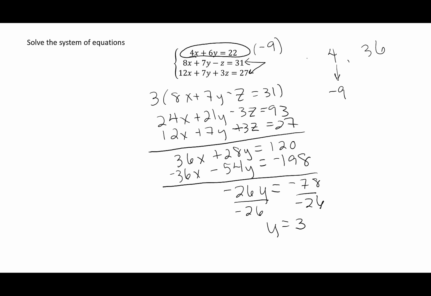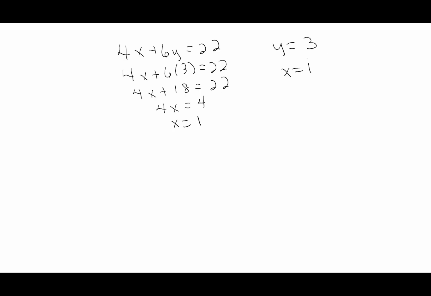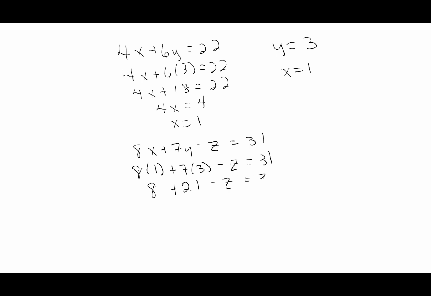Let's use 8x plus 7y minus z is 31. And we have 8 times 1 plus 7 times 3 minus z is 31. This is 8 plus 21 minus z is 31. So 8 and 21 is 29, minus z is 31. That says negative z equals 31 minus 29, which is 2, so z is negative 2. My point is (1, 3, -2).